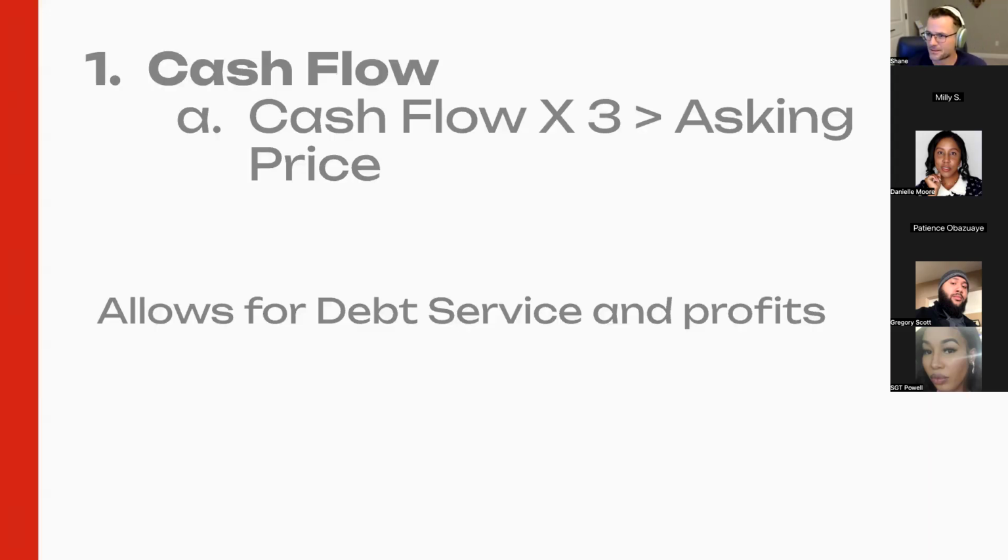And then after that, the number one thing that you're looking for is the cash flow. And I've said it several times: the cash flow times three needs to be greater than the asking price. So in practical terms, if they're asking $300,000 for the business, it needs to make at least $100,000 in cash flow.